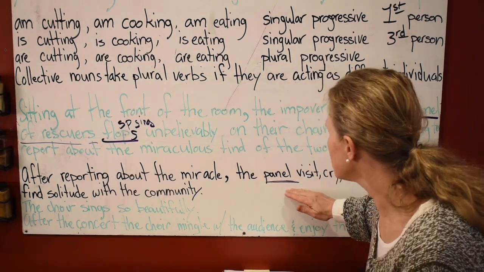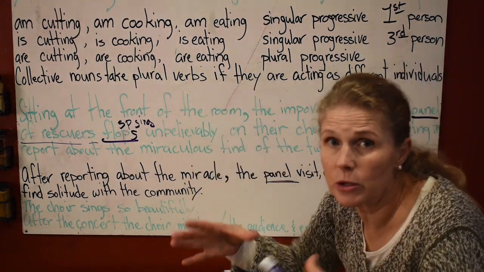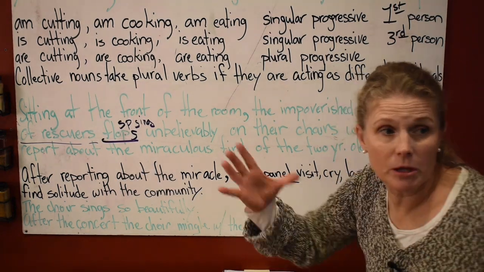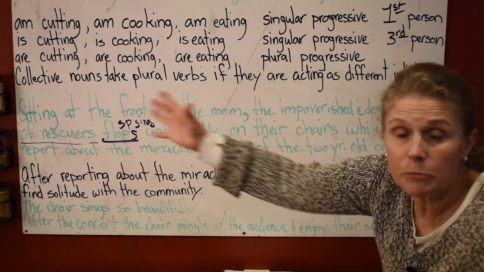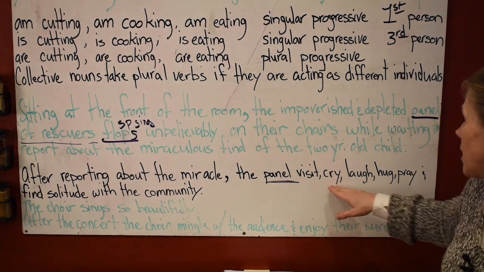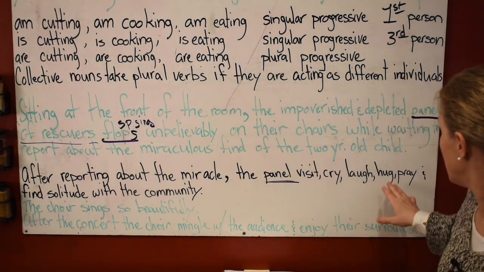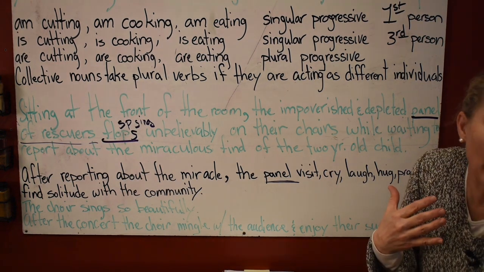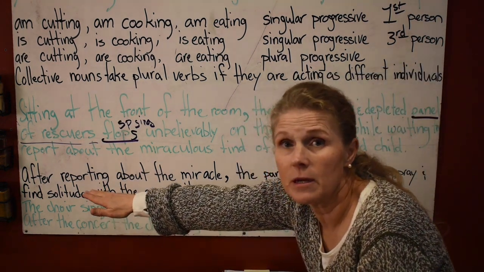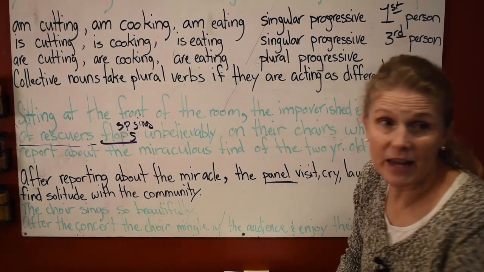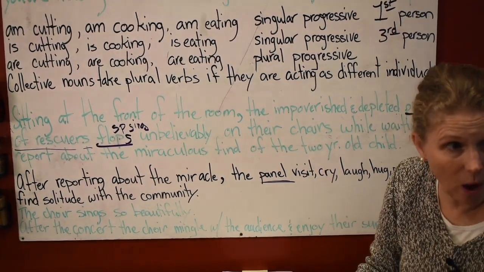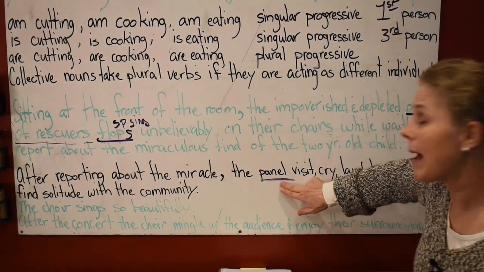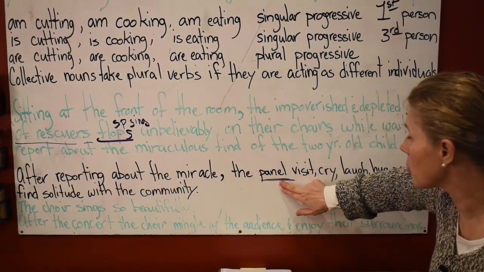Why? The panel, they're not all just sitting there doing one thing together. Now they're off with the other people in the community and they're visiting spread apart. They're crying with each other. They're laughing with different people. They're hugging people in the group and praying with people. And some might just want to go off and be by themselves because they just need a time to be quiet. And so because they're all spread out and doing different things, that means it's taking the plural verb.